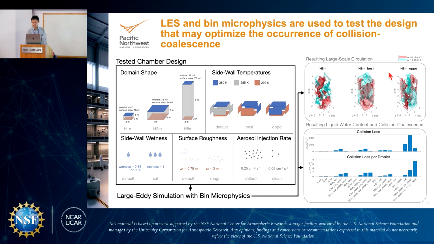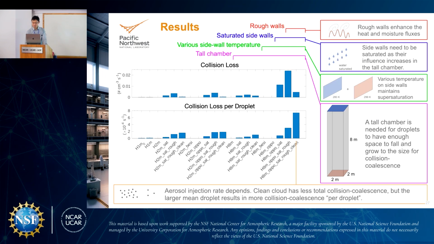This is the resulting large-scale circulation in the chamber, and this is the resulting collision loss and collision loss per droplet. In short, we found that a tall chamber is needed for droplets to have enough space to fall and grow to the size for collision coalescence. But when the chamber is tall, the influence of the sidewall also becomes very significant. And if it has only a single temperature, it kills the supersaturation, according to the CC equation. So the sidewalls also need to have different temperatures and need to be saturated to maintain the supersaturation.